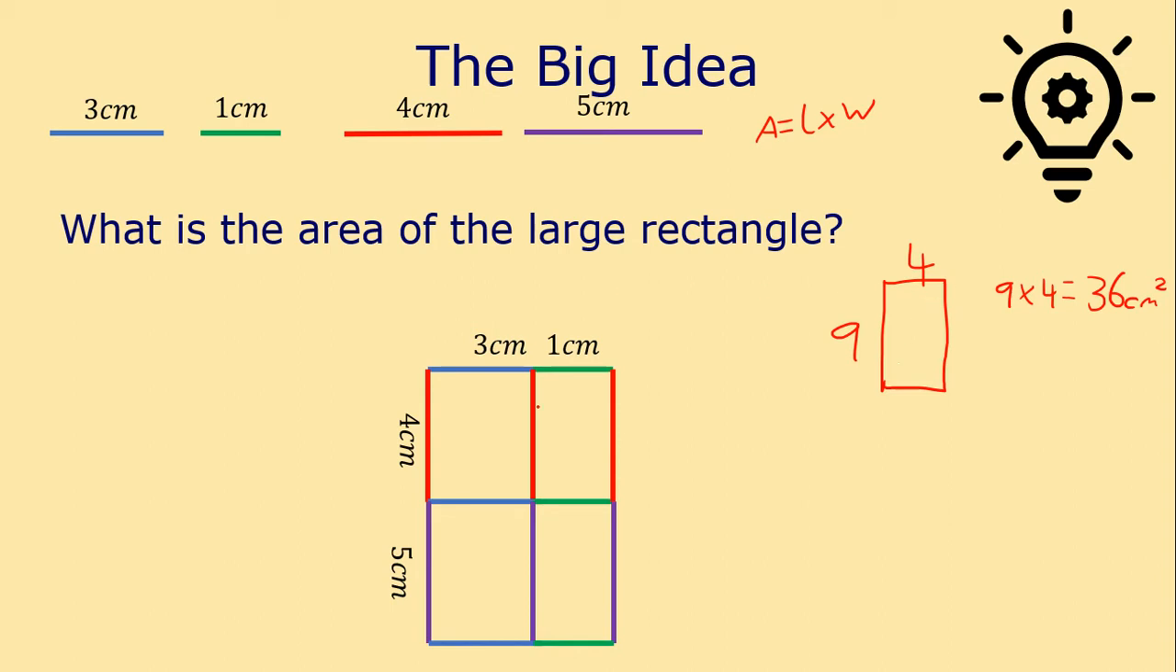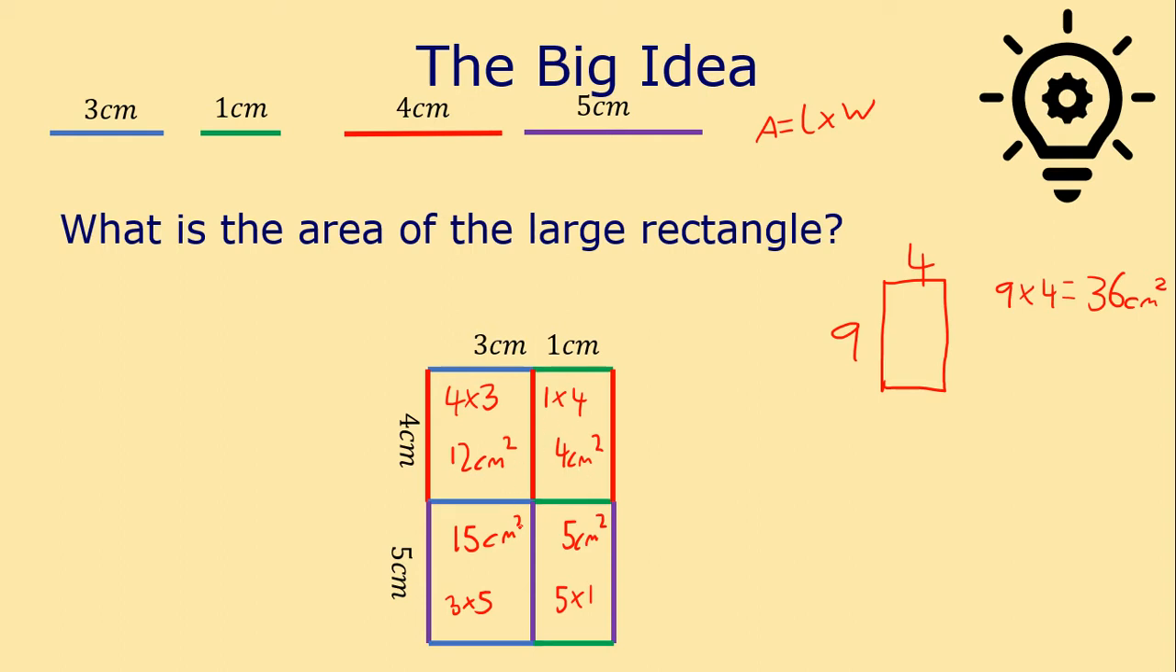The other way to do this would be to break it down. So you could work out each of the smaller rectangles. This rectangle here would be a 4 by 3 rectangle, so this would be 12 centimeters squared. This would be a 1 by 4, so that's going to be 4 centimeters squared. Here you've got 3 times 5 is 15. And here we're doing 5 times 1, which is just 5 centimeters squared.